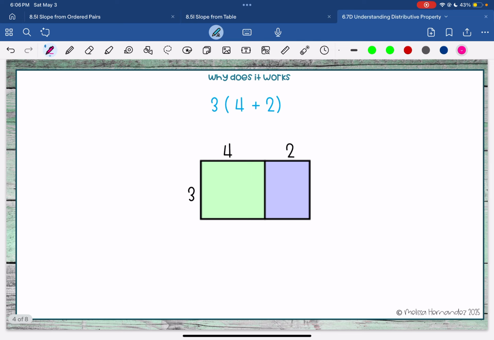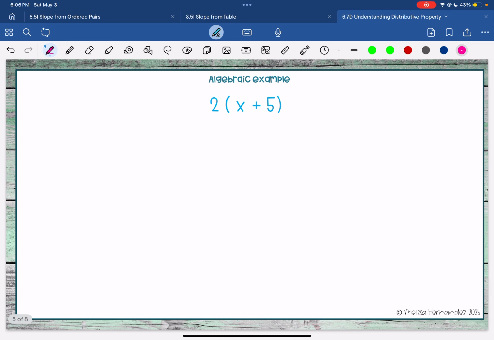3 times 4 will give me 12, which is how we did it without the area model. And then 3 by 2 is 6. When you add them up, you still end up with 18. Now, when you get to algebra, it's going to have some variables in it. All right, so let's show you what I'm talking about.